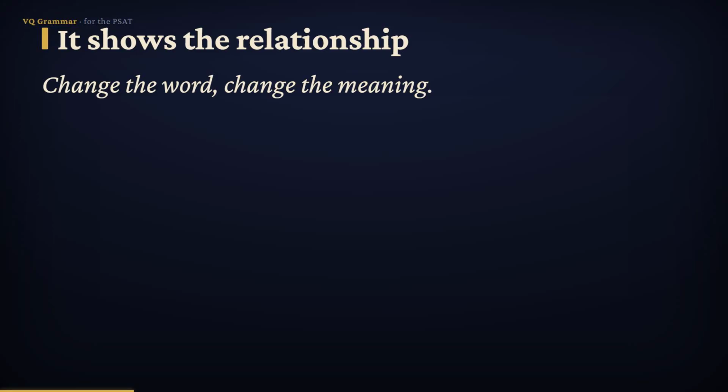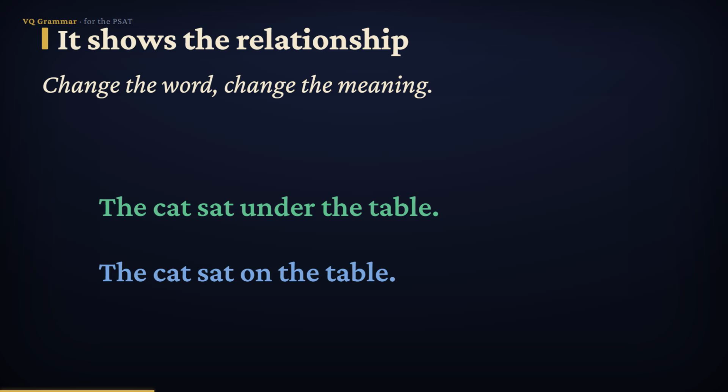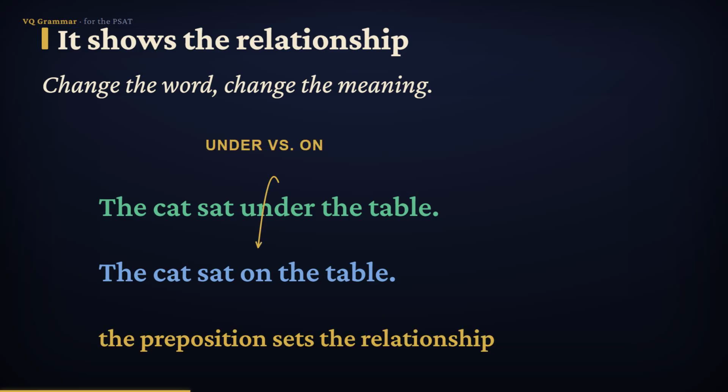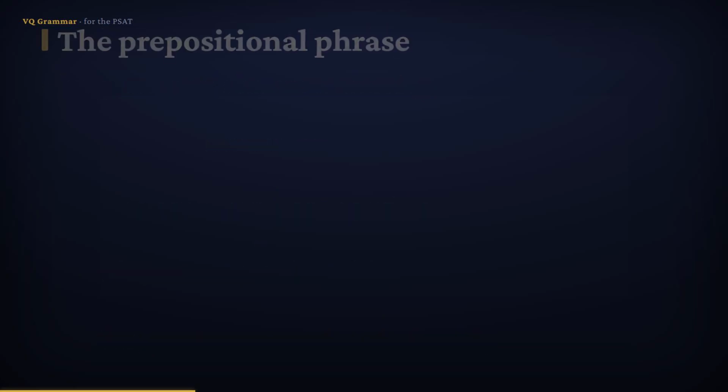Watch how much one little word carries. The cat sat under the table. Now swap a single word. The cat sat on the table. We changed nothing but the preposition, and the whole picture flipped. Under puts the cat below the table. On puts it right on top. That tiny word sets the entire relationship between the cat and the table.